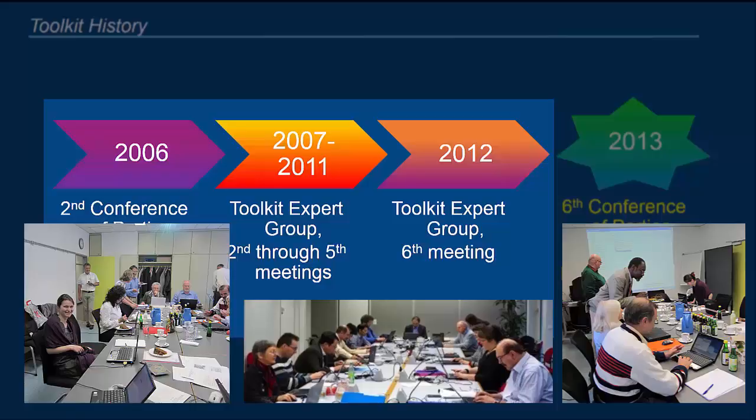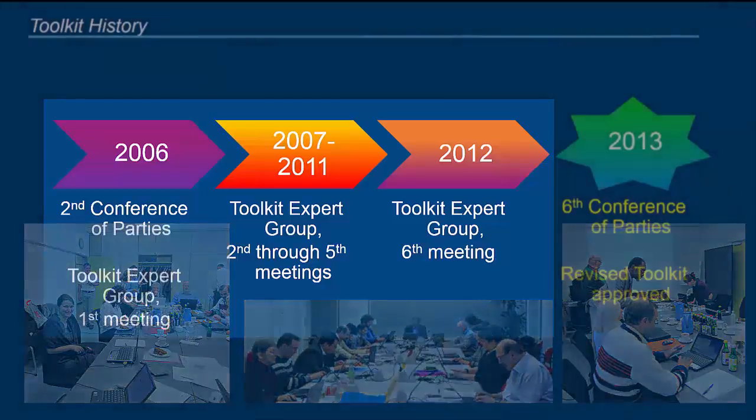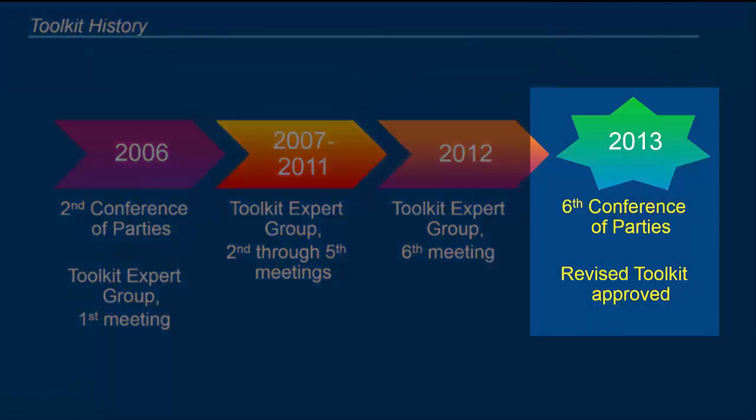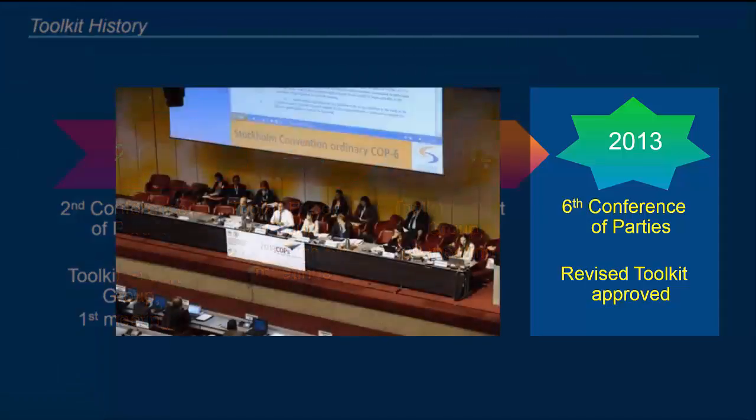To give some notion of the magnitude of the expert group's work, the 2013 toolkit is almost double the length of the 2005 edition and is supported by 3 times as many references. In 2013, the 6th Conference of Parties endorsed the new toolkit and recommended that parties use it to develop their source inventories and release estimates as required by Article 5 and to meet the reporting requirements of Article 15.